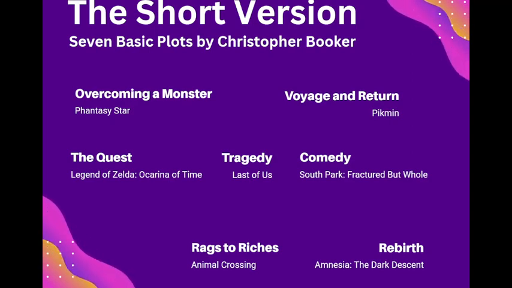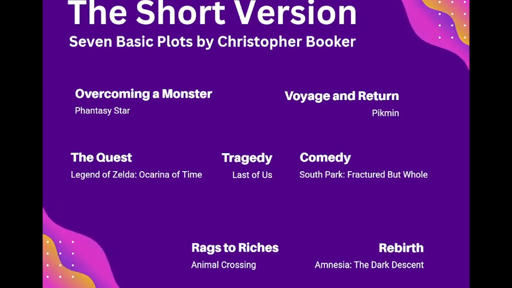Somebody named Christopher Booker made this list, and this is called the 7 Basic Plots. And so we've simplified it down from the 36 down to just 7, and those are overcoming a monster. The example I've got there is Phantasy Star. We've got Dark Falls, who is basically the common thread in that series, but he keeps coming back as the main antagonist. The Voyage and the Return, the story of Pikmin. We've got Captain Olimar. He gets stuck on a remote planet, and he has to figure out how he's going to make it back home.